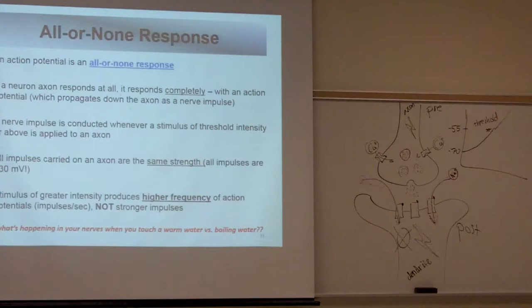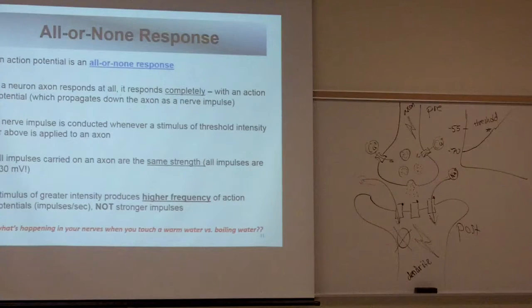Okay, so what's happening? I think we mentioned this, but what's happening electrically when you touch warm water versus boiling water? It's not that the impulse gets bigger. It's that you have a higher frequency of impulses being sent per second, not a stronger impulse. All axon impulses, or action potentials, are the same strength, up to positive 30 and then back down. The only difference between an elephant sitting on your chest and a mosquito on your arm is just the frequency of impulses and the amount of neurons stimulated, right?